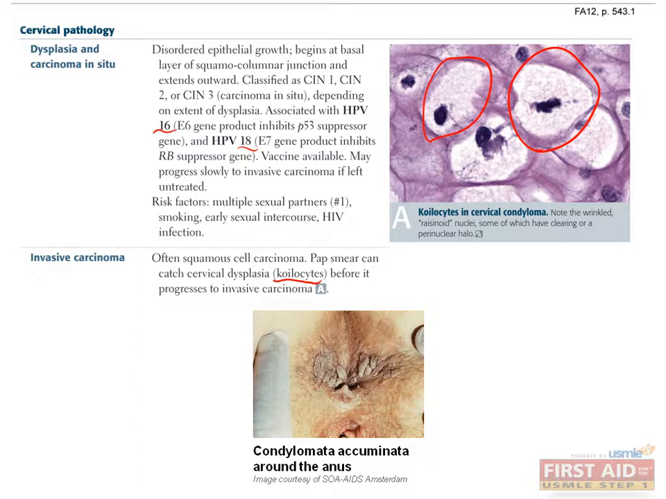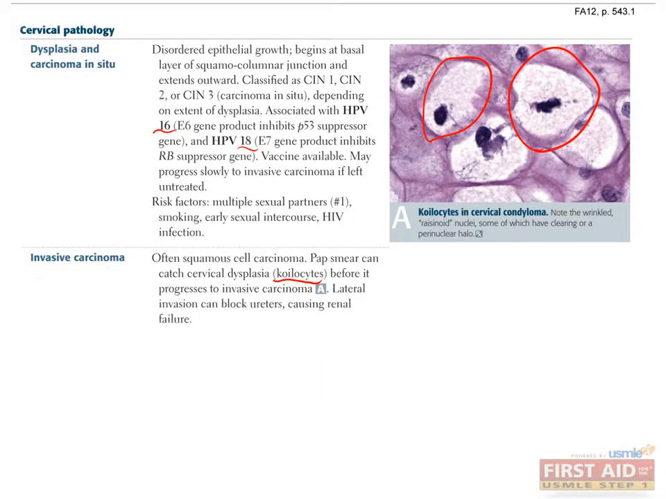So actually, once you get cervical cancer, one of the more common causes of mortality is renal failure. Why is that? It's actually pretty easy to visualize. The cancer can spread laterally to block the ureters, leading to renal failure.